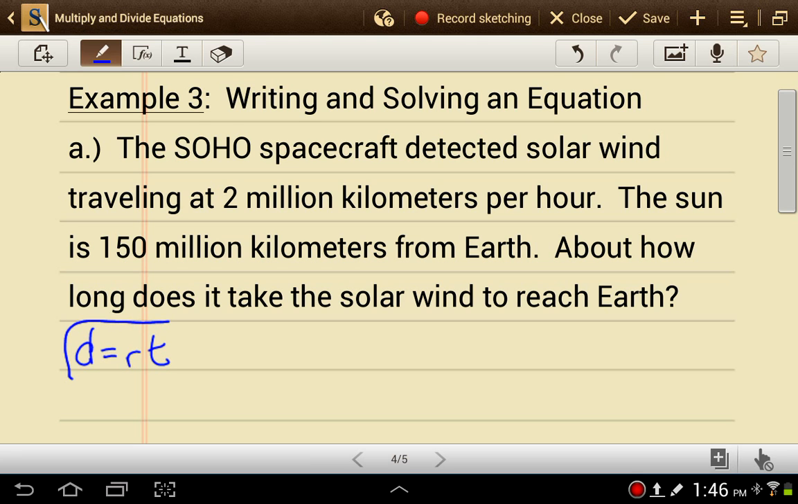You don't have to have that memorized quite yet, but that is a good formula to learn and is used a lot in math problems. So that's a good one to know. That's distance, d, equals rate times time.